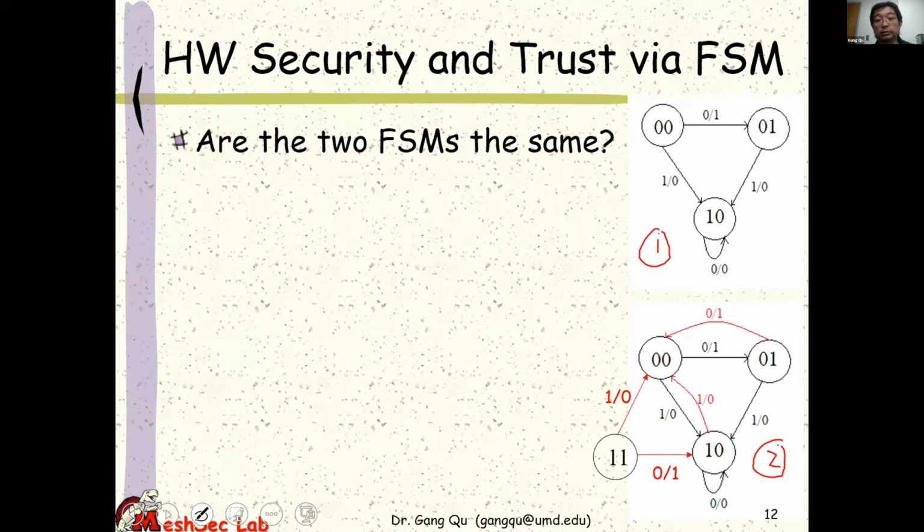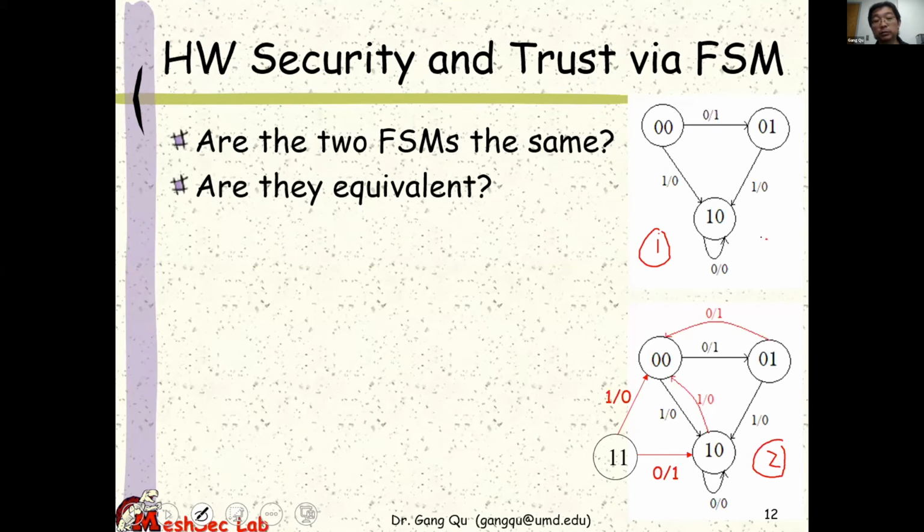Of course, this problem is probably not well defined. What do you mean by the same? If you take a look, they look different because this one has three states and state machine 2 has four states. You can say, okay, they're different. And how about if I ask, are they functionally equivalent?